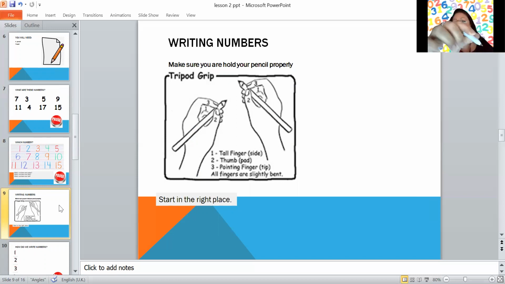These fingers here give you your support, and they're all a bit bent. Can you see none of your fingers are straight? They're all a bit bent. And this way, if you keep your wrist nice and fluid, you won't get all stiff, and you'll find that you can write much neater. So that's how to hold your pencil.